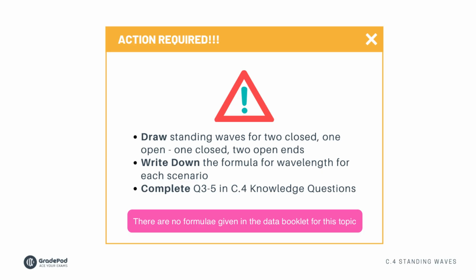Now this is important. The data booklet doesn't give you those formulae that we've just derived for these three boundary conditions. So you need to write down those formulae and put a star beside them because you need to memorise them. You don't need to memorise them, of course. I mean, you can work it out in the exam, but it's going to be much simpler for you if you've got a really good idea of what those formulae are and how the wavelength is related to the length of the system given. Once you've done that, complete questions 3 to 5 in C4 knowledge questions.